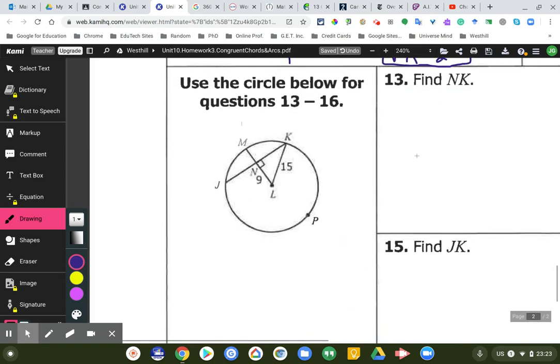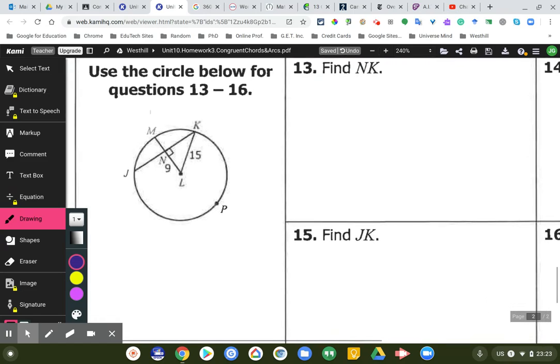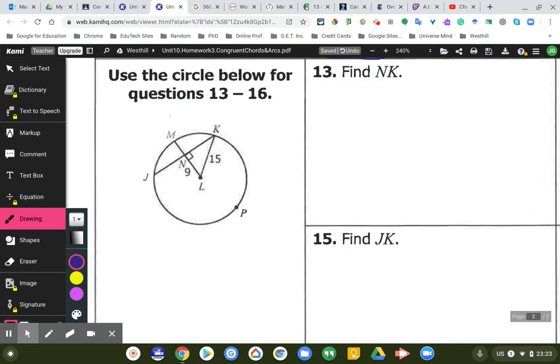All right, number 11, there it is. Okay. We're going to do these circle problems again. It seems complicated, but it's really not. Especially these two. Actually, these two are easier. Okay. So it says find NK here. Once again, this one gives us NL and LK, our 9 and 15. We could just do Pythagorean theorem again. I don't know why we wouldn't.